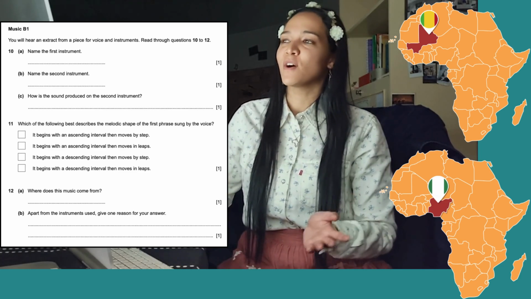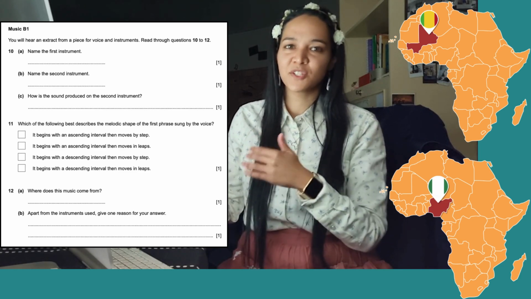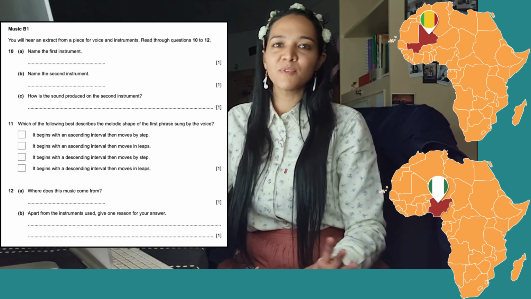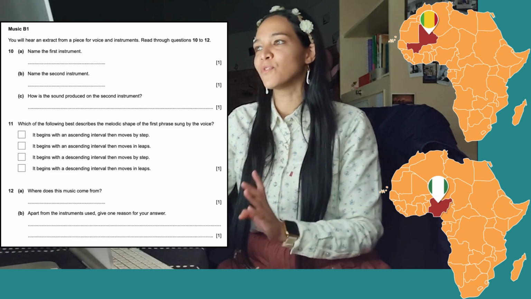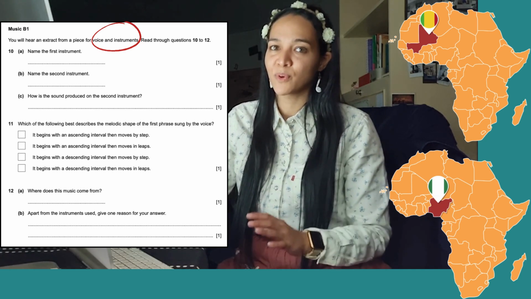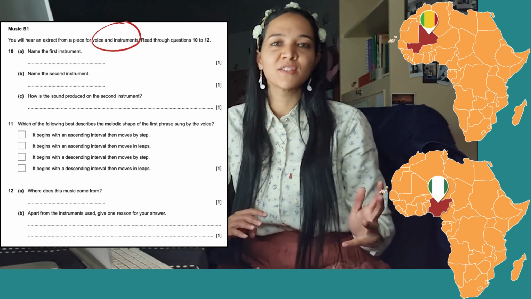So let's have a look at our questions. The very first question is question 10 in this paper as a whole. We are looking at the first subsection under section B. In section B1, they tell us you will hear an extract for a piece for voice and instruments. So we know what we're about to hear, a voice as well as instruments.